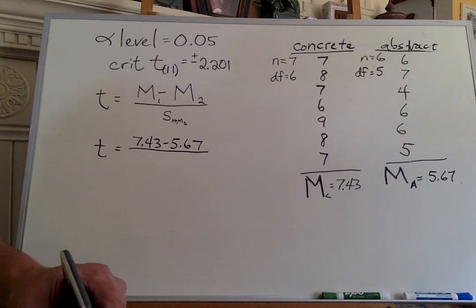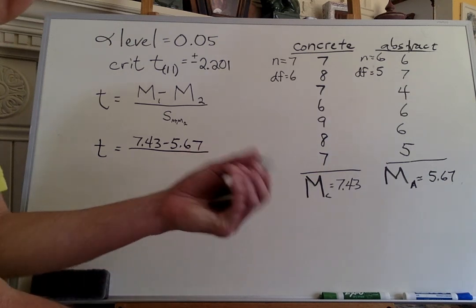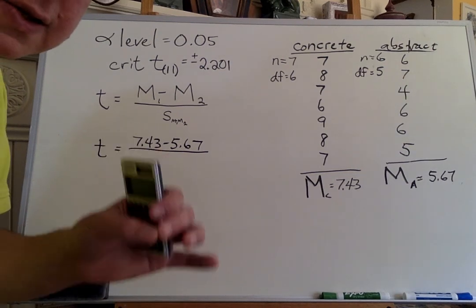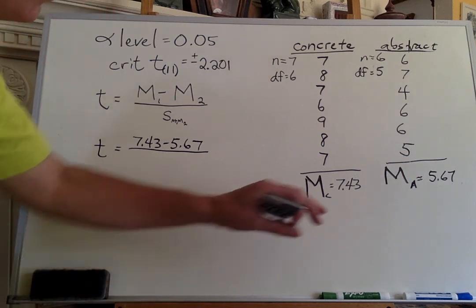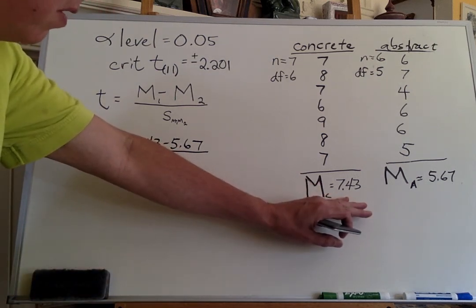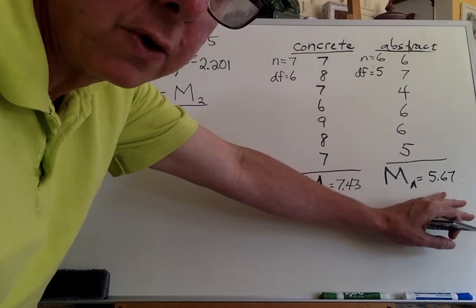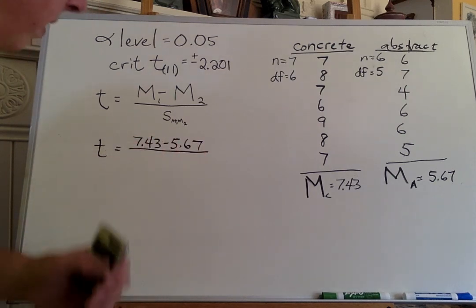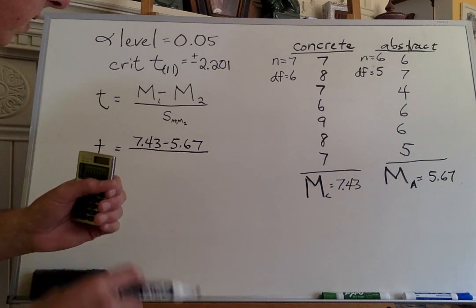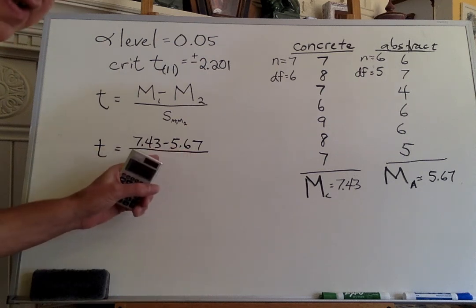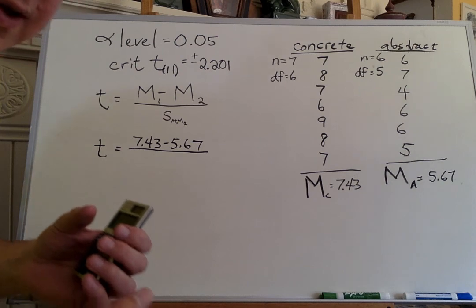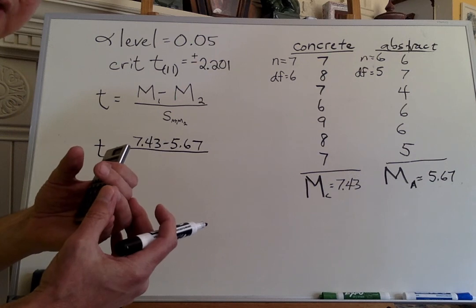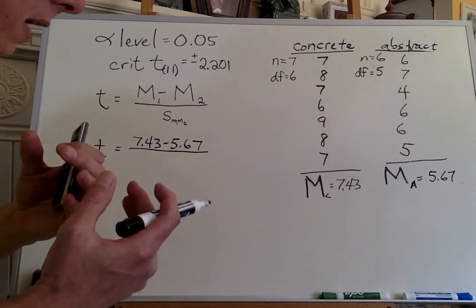That's pretty straightforward, easy to get the means. I'm hoping that conceptually it is somewhat intuitive. I want to know if there's a difference between the average number of words recalled here and the average number of words recalled here, and this is looking at what that difference is. Now, here's a difference. It's not 0, but we need to compare that to the variability of the groups.